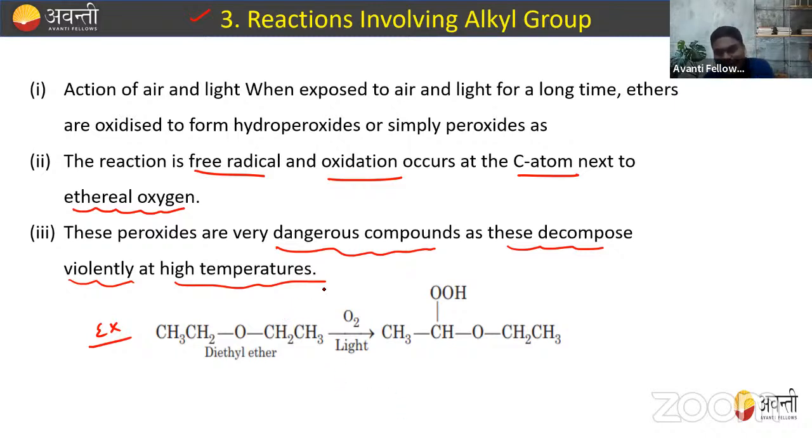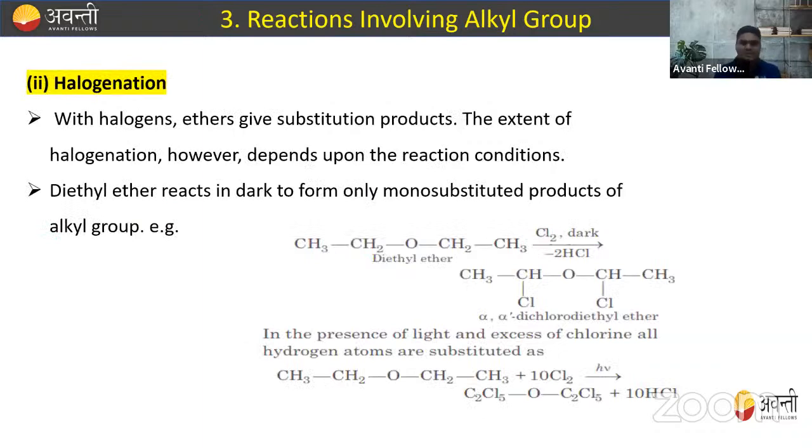Now, when we treat diethyl ether with O2 in presence of light, what do they form? The oxidation takes place at the carbon atom next to the ethereal oxygen, right? So this is the ethereal oxygen, having the 2 lone pairs of electrons. So this will take place at the next carbon atom. For example, this carbon atom, right? So this will convert it into COOH. This is CHOOH. So this is the oxidation of the ether that will take place, right?